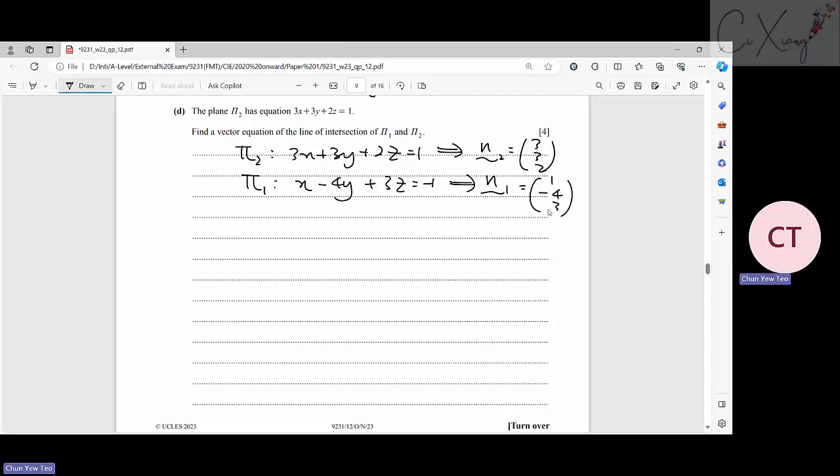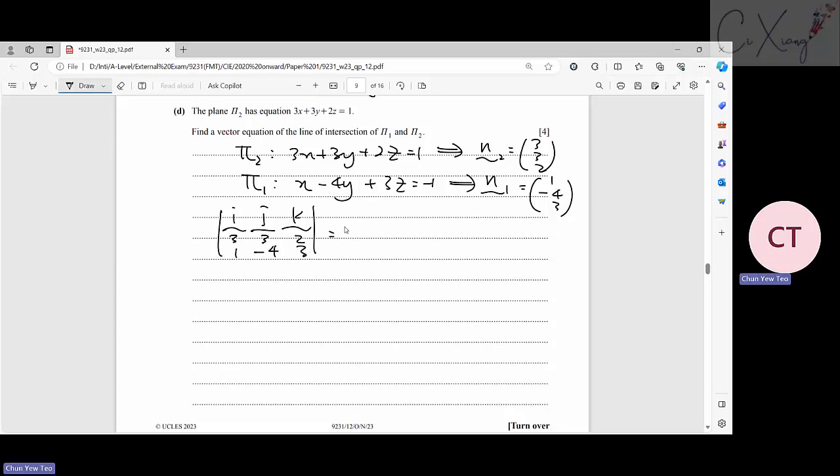Okay, so this is what we are having. Then the question wants to find the line of intersection between the two planes. So what you need to do is just take the cross product between N1 and N2. So N1 and N2, you do the cross product. Either you take N1 cross N2 or you take N2 cross N1.